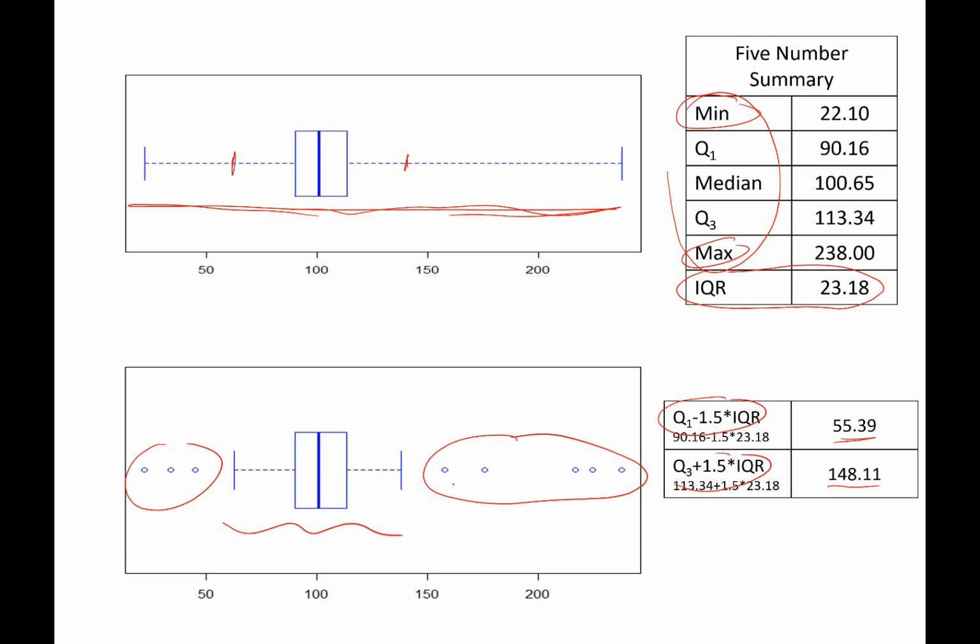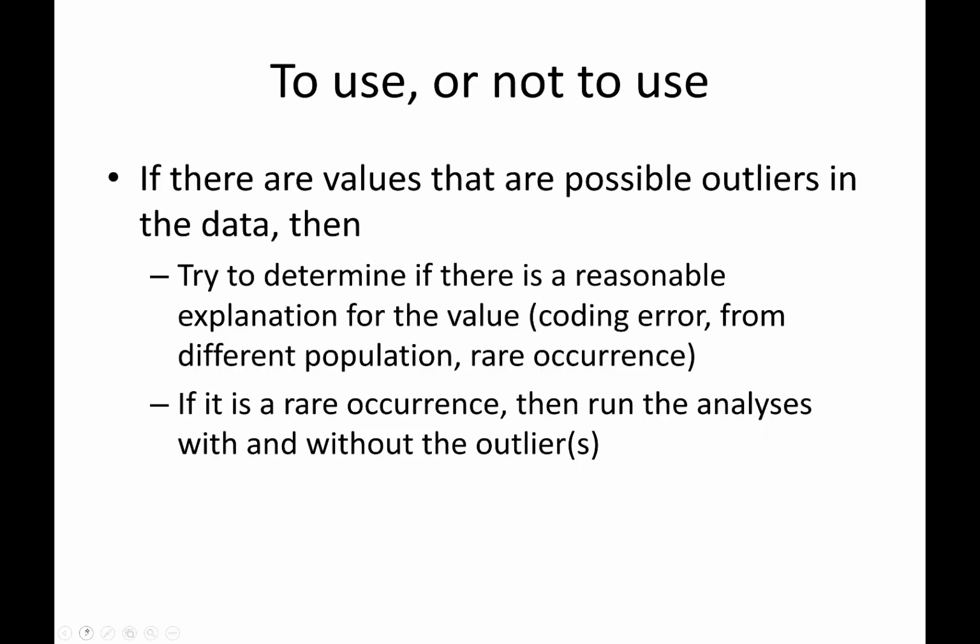They may be naturally occurring, possibly just a rare event, or maybe there was a data entry error, like this one here. Maybe instead of 238, that was supposed to be 138, so that should actually be back down here someplace. So always go back and look to see what the reasoning is for these potential values. And then if we do have outliers, we have to determine whether we want to use or not use these. If we can't find the reasoning for them, or if we can't make the correction if it's a data entry error, then we have to decide whether we want to include it or exclude it.